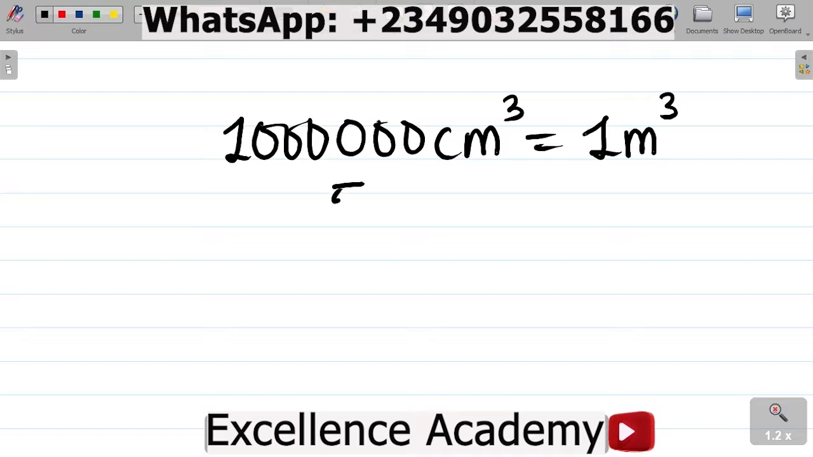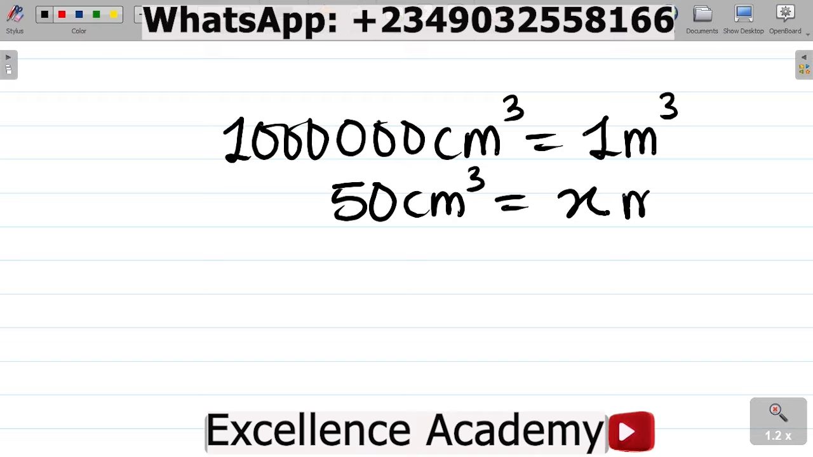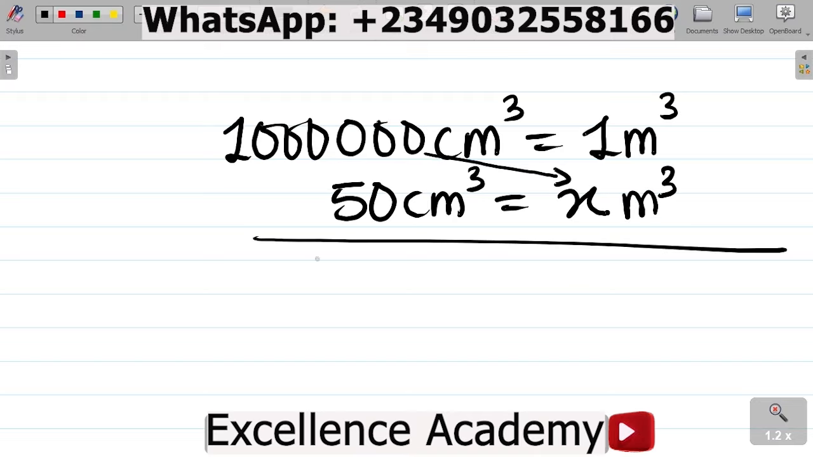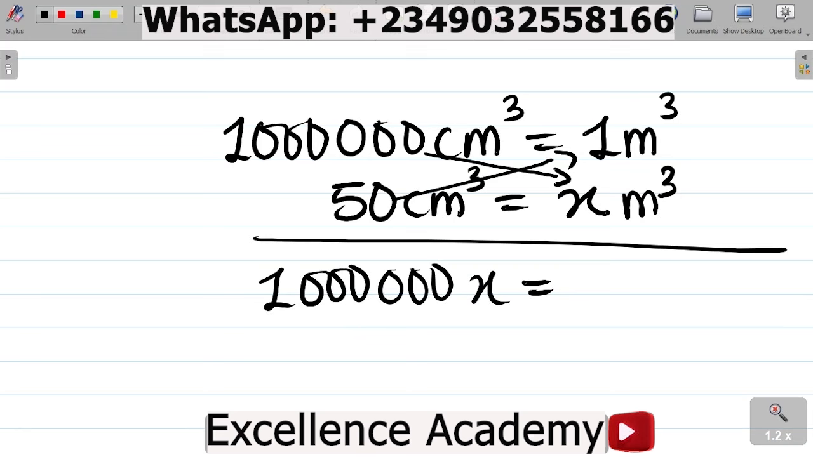We want to convert 50 cm³ to m³. Let's get the answer in x. We don't know the value, so let's call it x in m³. All I have to do here is cross multiply. 1 million times x gives you 1 million x, which is equal to 50 times 1, which gives you 50.